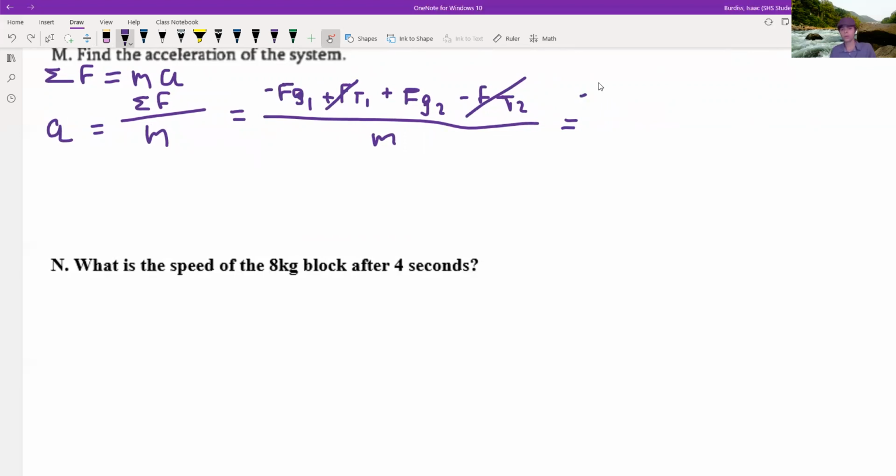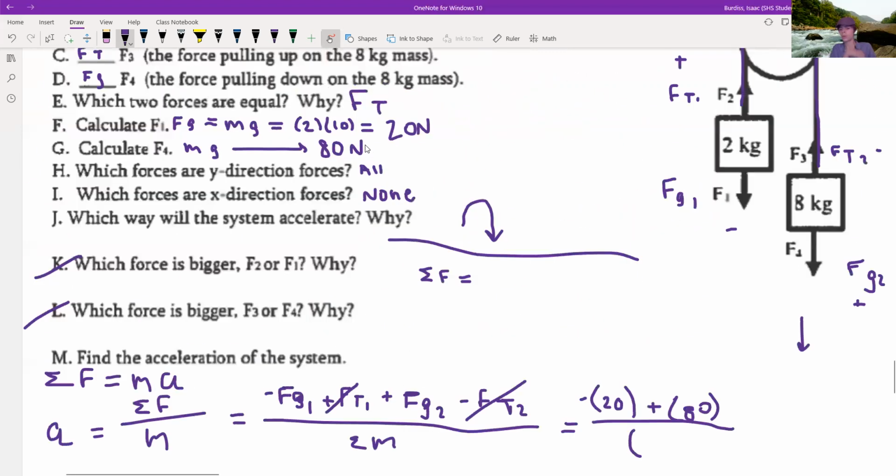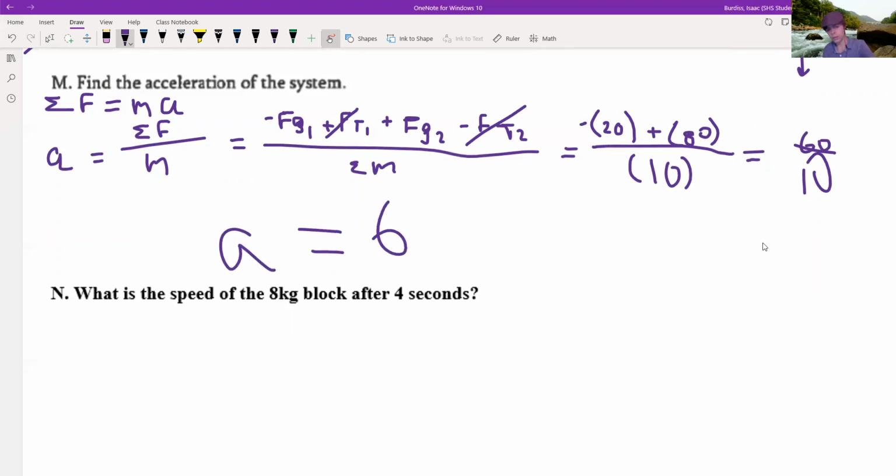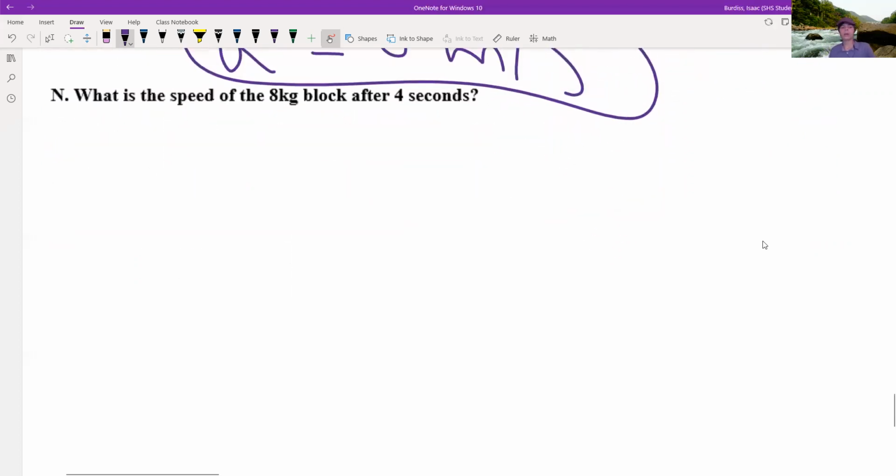So now you do negative FG. We already knew this force was 20. So negative 20 plus, and remember, we found the other one was 80. And you divide that by the total mass. What is the total mass? 10 kilograms. So that is going to be 60 divided by 10. Just trying to speed this up. That is this. Done.